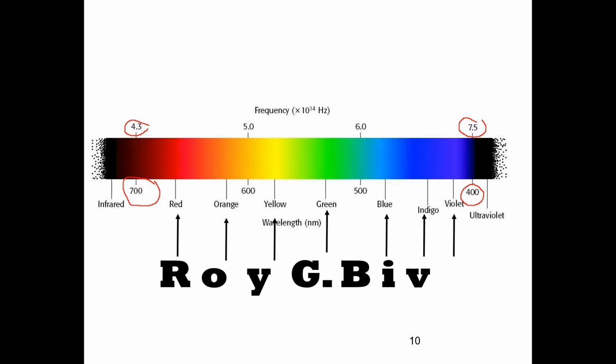Note that red is at the low frequency, long wavelength end, and violet is at the high frequency, short wavelength end.